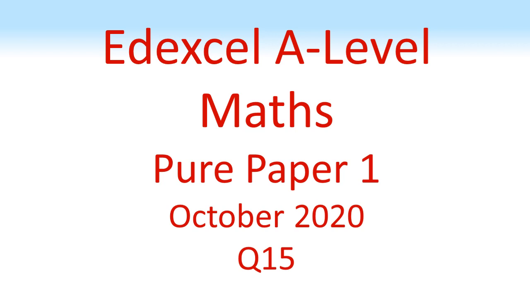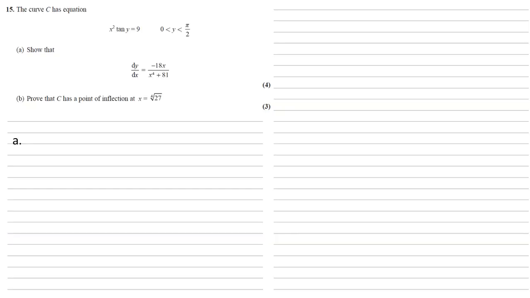Edexcel A-Level Maths, Pure Paper 1, October 2020, question 15. The curve C has equation x squared tan y equals 9 for y between 0 and pi over 2. We need to show that dy by dx equals minus 18x over x to the 4 plus 81.